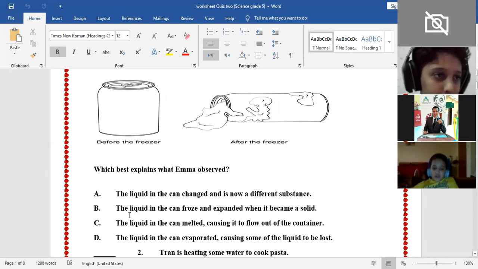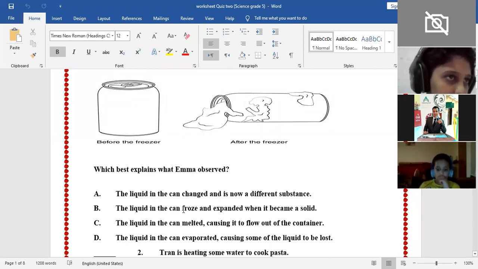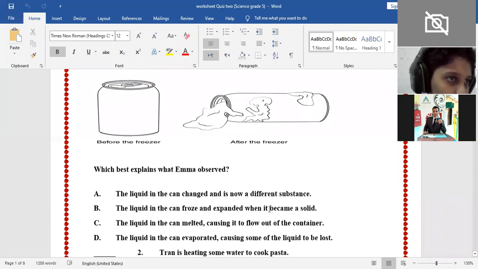When she put the can inside the freezer, after a few hours, the liquid in the can will become solid and expanded. Why? Because the liquid in the can froze and expanded when it became a solid. So this is the best explanation of what Emma observed. Okay, number two. Till now, if anyone doesn't understand the question, please tell me to explain it.